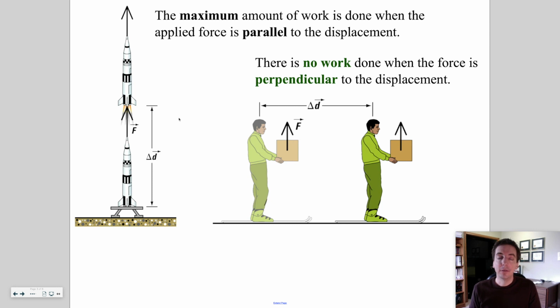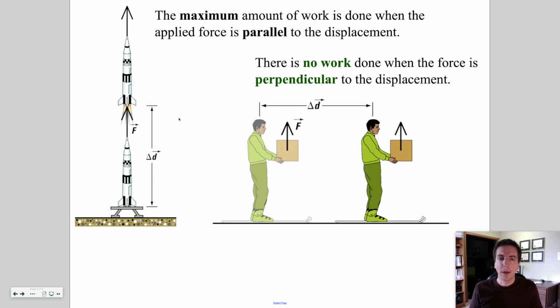If you've got a person just holding a package, for example, on skis for some reason, there is no work done when the force is perpendicular to the displacement. So the student is exerting an upward force on the box. The box does not move upward at all. It only moves horizontally. So essentially, we're getting into questions of whether work is done or isn't done when you exert a force over a displacement. Like you talked about that last year in Science 10.